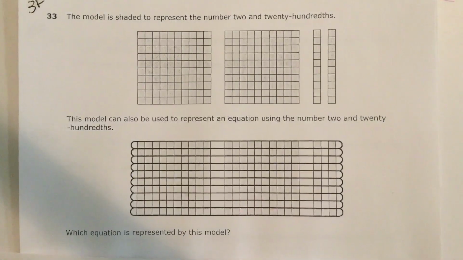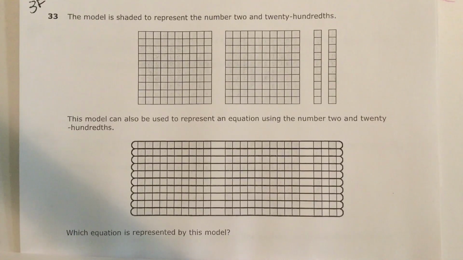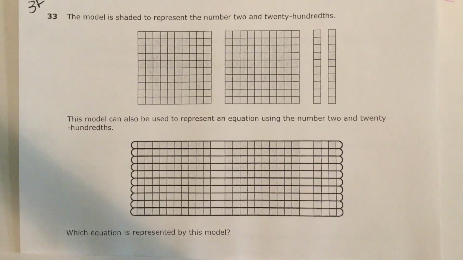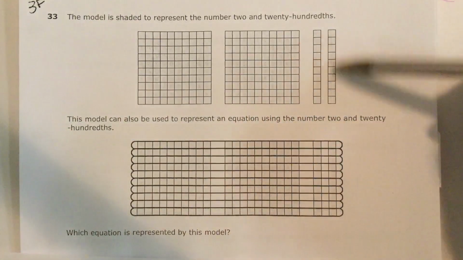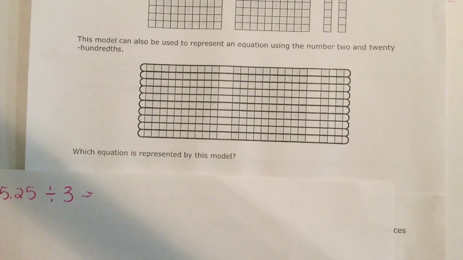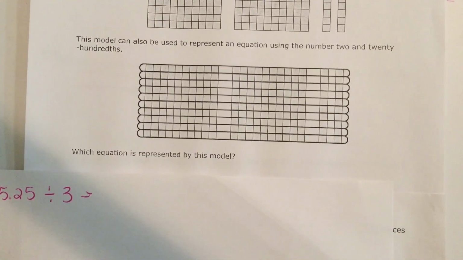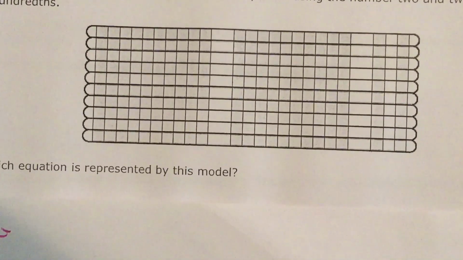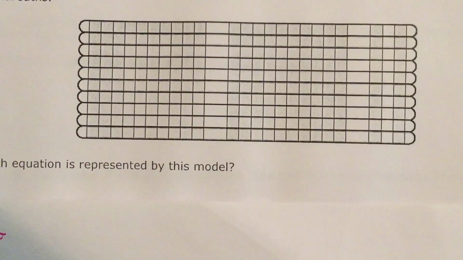Okay, this one says the model is shaded to represent the number 2 and 20 hundredths. So 1, 2, and 20 hundredths. Okay, this model can also be used to represent an equation using the number 2 and 20 hundredths. What kind of equation would you write for that? Okay, I just want you to tell me what equation you would do. Would you add, subtract, multiply, or divide? That's all the answer I want.